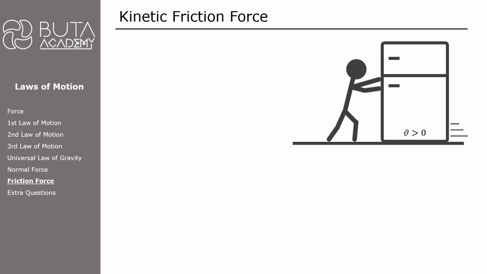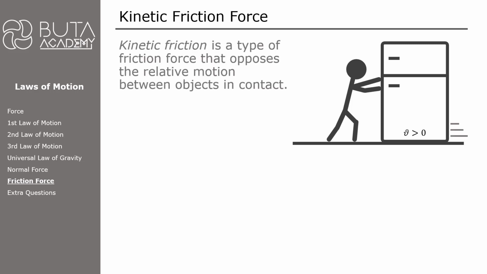On the image on the screen, we finally managed to move the object, and now it has a velocity which is greater than 0. Friction force applied on this object is called a kinetic friction force. It is a type of friction force that opposes the relative motion between objects in contact.